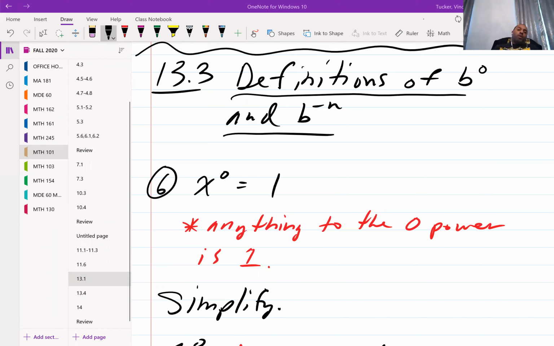All right, so starting with 13.3 today, definitions of b to the 0 power and b to the negative n. What happens when we have a negative exponent? So this next rule, this is our sixth exponent rule. And we have x to the 0 power is equal to 1. All that's saying is that anything to the 0 power is equal to 1.